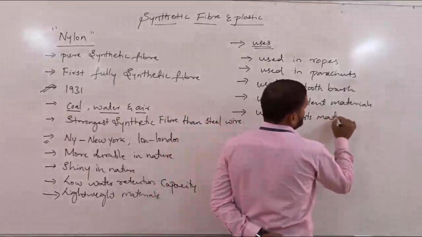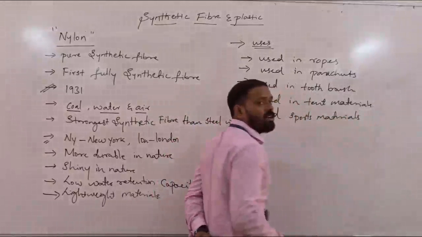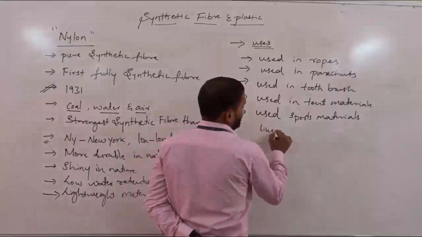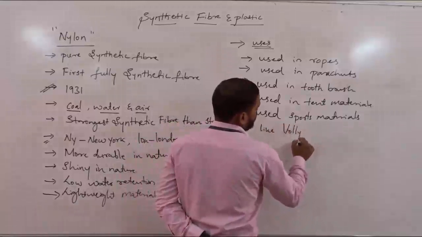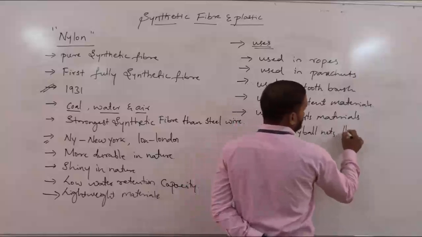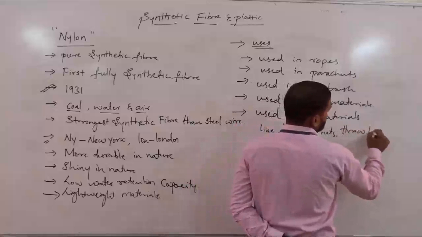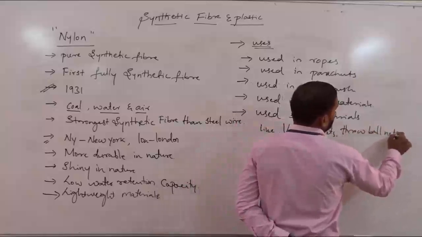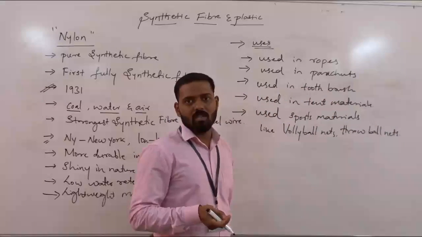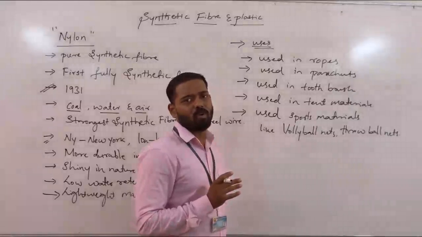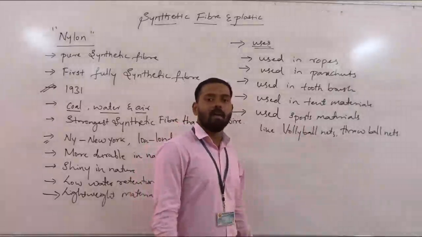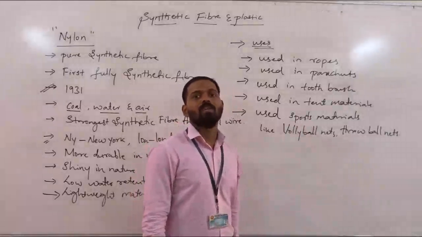So what are the sports materials? Materials like volleyball nets, throwball nets, and TT nets, table tennis nets, badminton nets. Most of the sports nets are manufactured from nylon material.